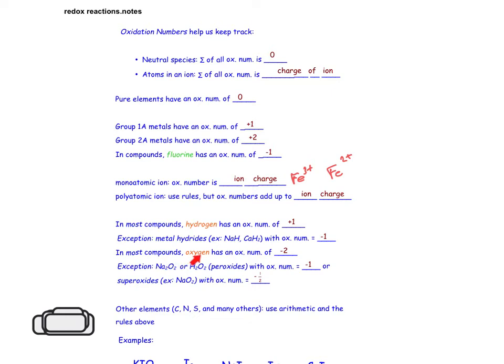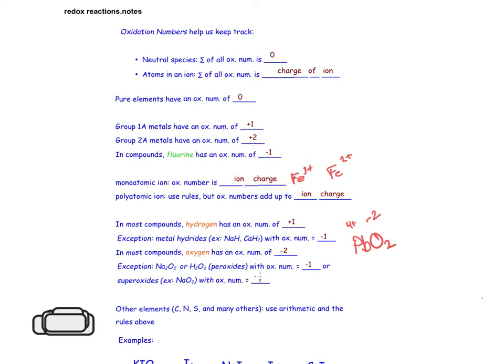Almost all the time, oxygen will be -2. There are a couple of weird examples like hydrogen peroxide with a -1, or even weirder ones called superoxides where it's -1/2, but don't start using those very frequently. So for example, in lead-4 oxide, this oxide has a -2 oxidation number. And because it's lead-4, lead has a +4 oxidation number.